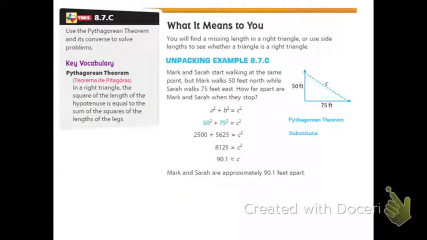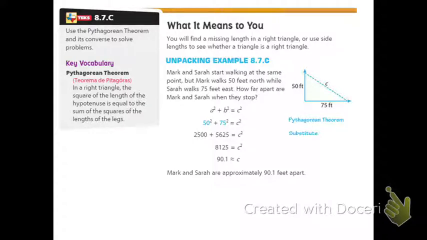So today we're going to start working with the Pythagorean Theorem, ladies and gentlemen, which the state of Texas expects y'all to be able to use, along with its converse, to solve problems. What it means to you: you will find a missing length in a right triangle, or use side lengths to see whether a triangle is a right triangle. The Pythagorean Theorem, ladies and gentlemen, is a fact that only applies to right triangles.